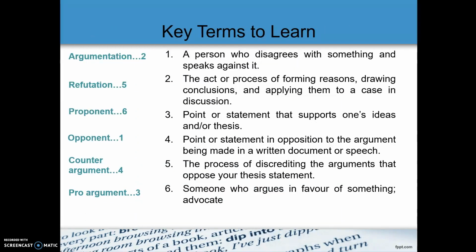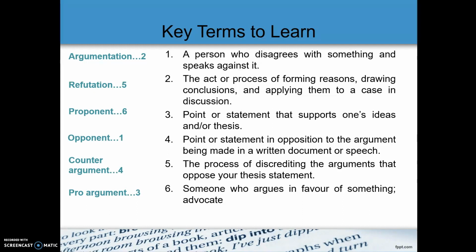So here you go. A person who disagrees with something and speaks against it is known as opponent. Alright, so opponent is the one who goes against. The act or process of forming reasons, drawing conclusions, and applying them to a case in discussion is known as argumentation. Third one, point or statement that supports one's ideas and or thesis is known as pro-argument.